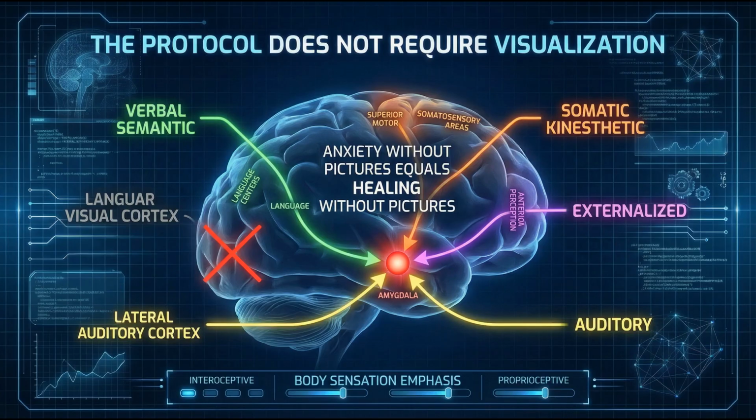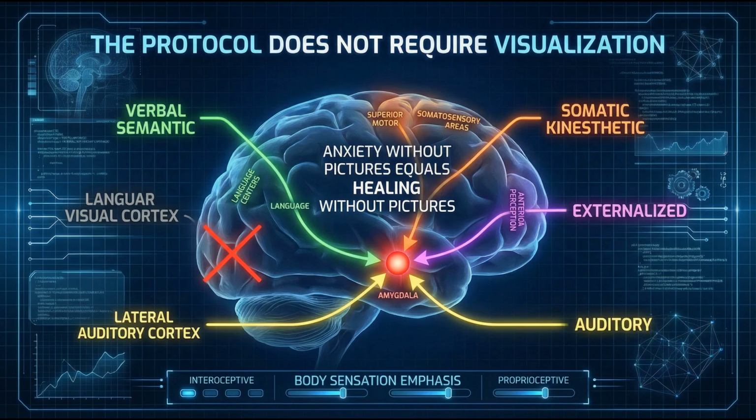And this is important. Anxiety itself proves this. If you have aphantasia and you still experience anxiety, your threat system is operating without visual imagery. It's running through body sensation, through felt sense, through what researchers call interoceptive and proprioceptive channels. Your anxiety doesn't need pictures to exist. Your healing doesn't need pictures either.